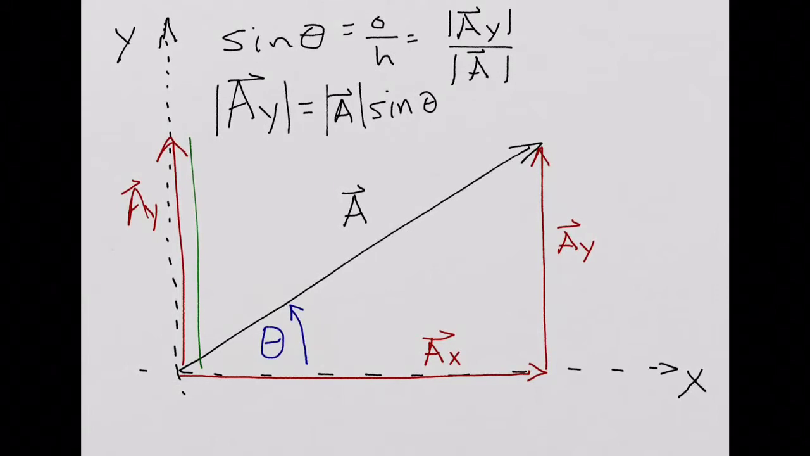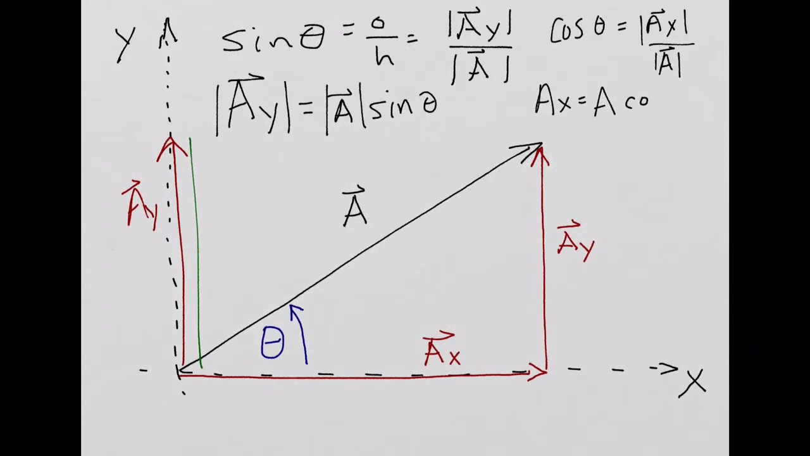Likewise, I can do the same thing. The cosine of theta equals A sub x over A. So A sub x equals A cos theta.